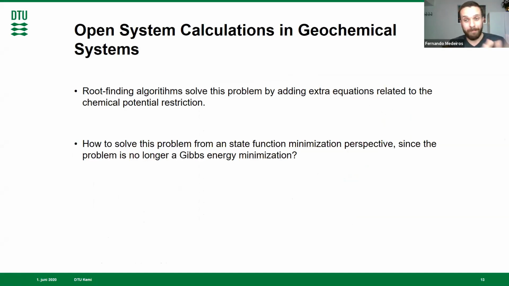And now this is the big question that I'm going to try to answer in this presentation. Root finding algorithms solve this problem by adding extra equations. They basically just add chemical potential restrictions. But since I'm working with Gibbs energy minimization processes, is it possible to solve this system from this perspective, as a state function minimization problem?